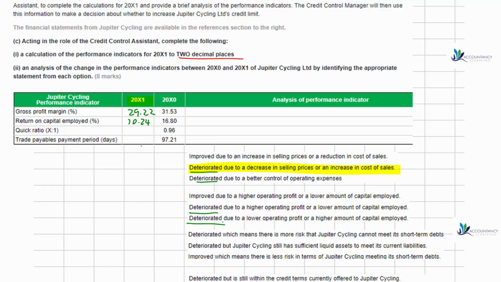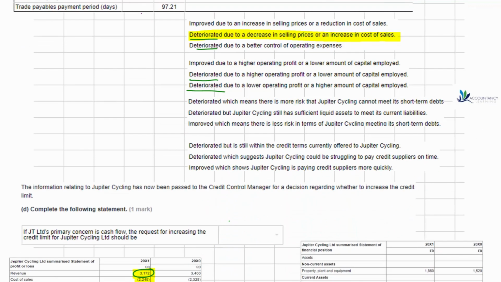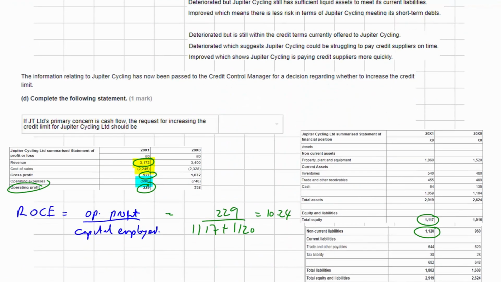So due to higher operating profit, or a lower amount of capital employed, or due to a lower operating profit or a higher amount of capital employed. Well, we know that it's gone down, and again, looking at the formula, it's asking us, what's happening here? Has the operating profit either gone up or down, or the capital employed either gone up or down? But we know overall it's gone down, so it must be that either the numerator has gone down or the denominator has gone up, and that's going to cause the overall fall.